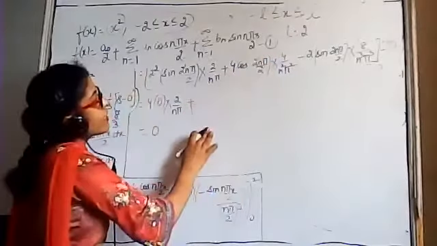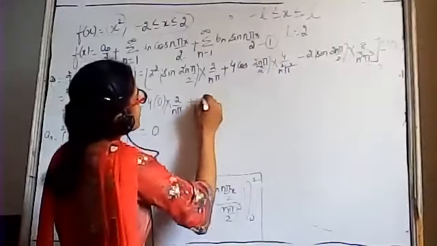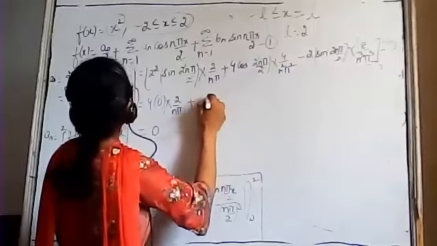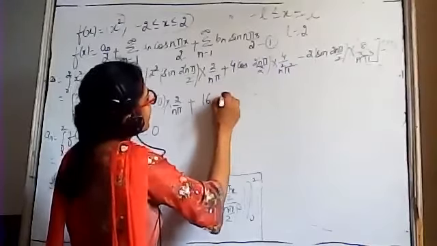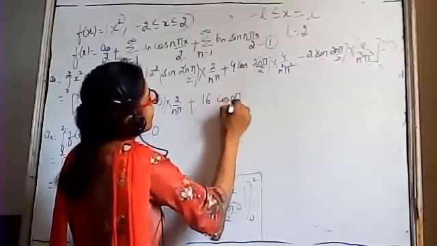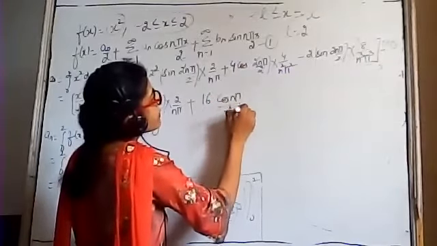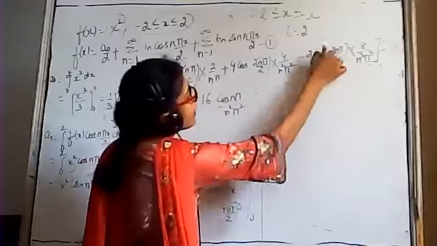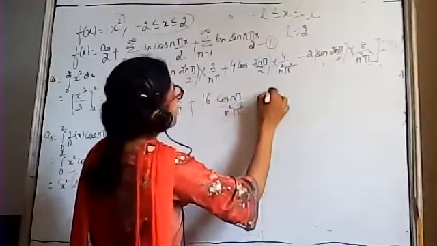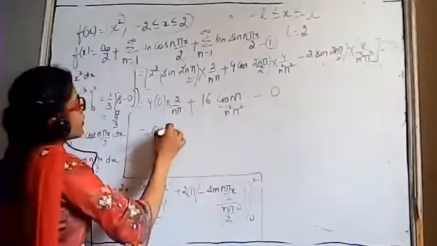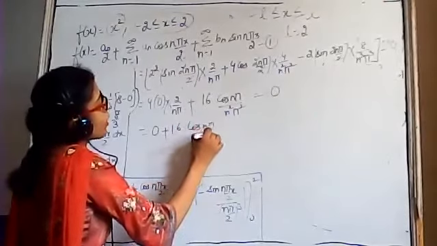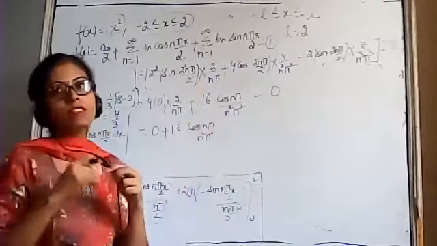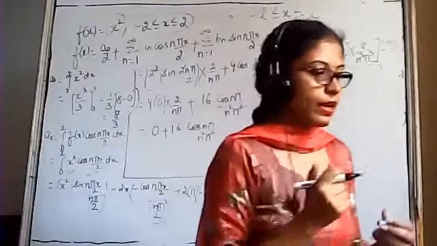this 2 and 2 will cancel out. This is equal to 16 into cos n pi upon n square pi square, and this term again will be equal to 0. Okay? Cos n pi upon n square pi square, where cos n pi is minus 1 raised to the power n.